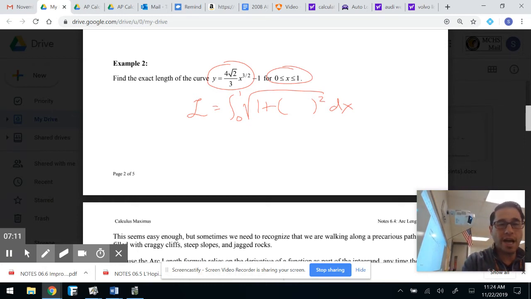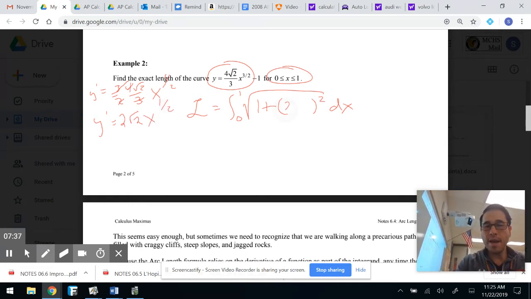We have to do a little side work. We're going to find y prime. I'm going to drop the 3 over 2, and I already have a 4 square root 2 over 3 out there. It's going to be x to the, I have to subtract 1, so it's 1/2, and then the 0. So if I simplify, I get a y prime equal to 2 square root 2 x to the 1/2.